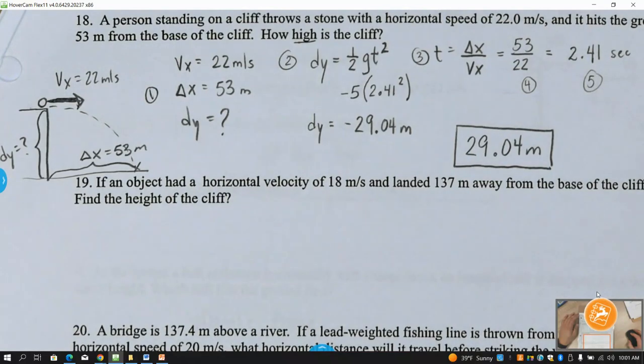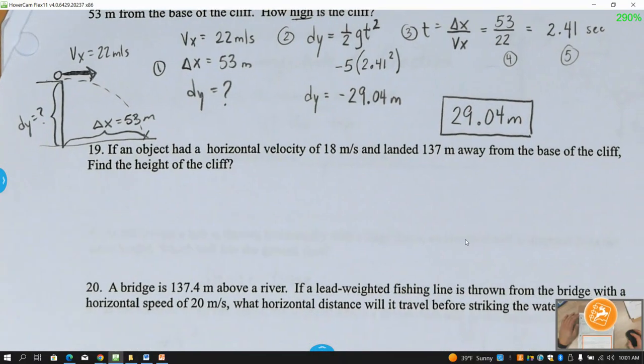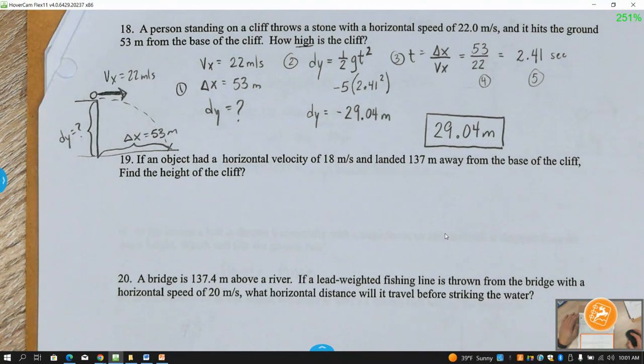Okay, so I want you guys working on the remaining problems. This is where you want to work out the last little bit of your kinks, questions that you're not sure on. This would be the time. Yes, sir.